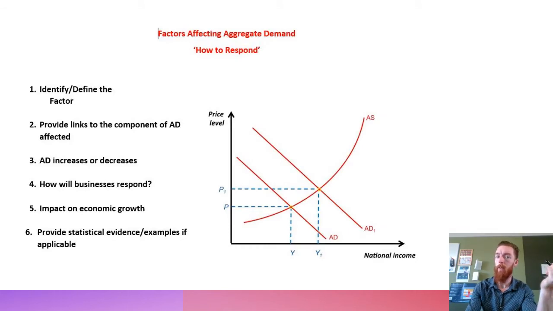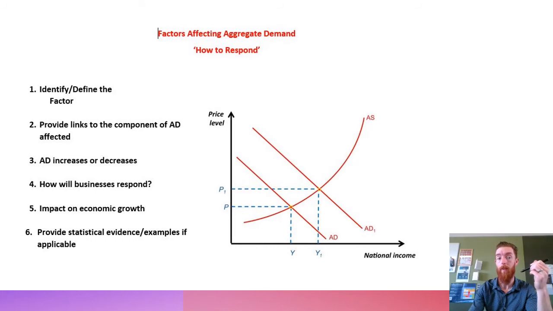If you want to respond to an aggregate demand side question, you should define the factor or describe it. Provide links to the component of aggregate demand affected, whether AD increases or decreases, and how businesses should respond. Normally if AD increases, we say that sends a signal to businesses to increase production. Then how that impacts economic growth, unemployment, and inflation.